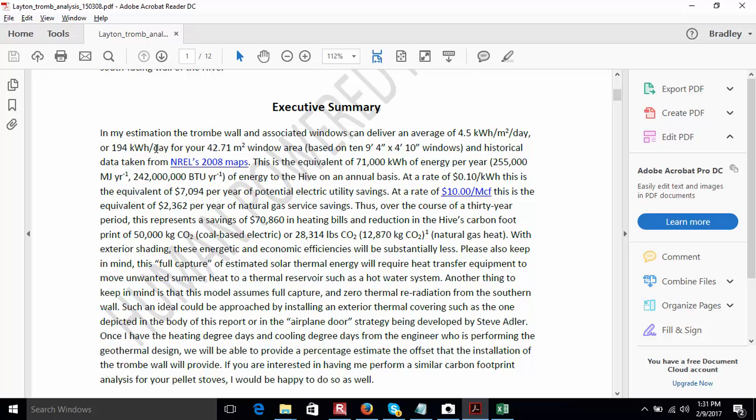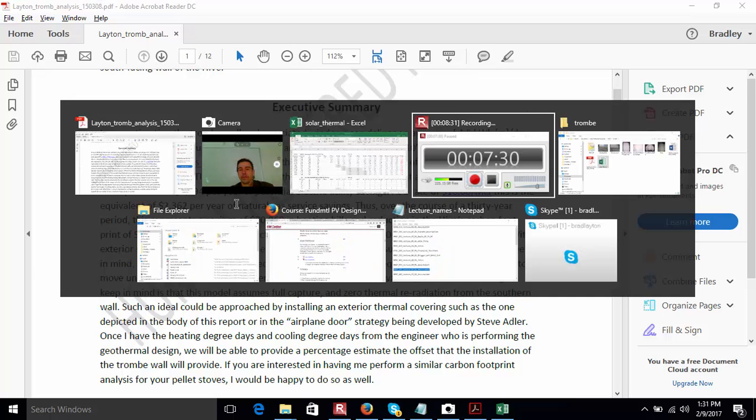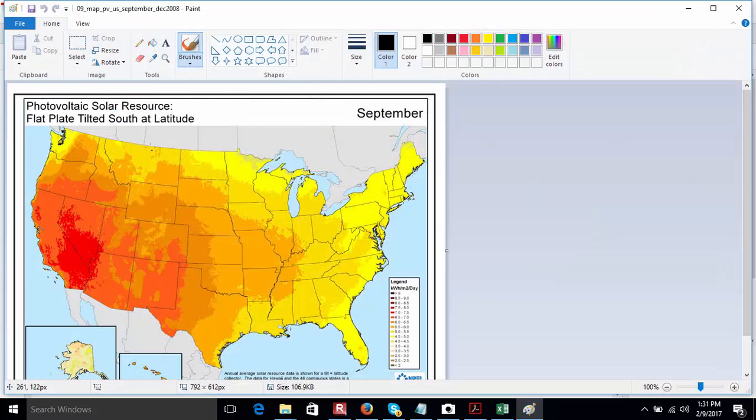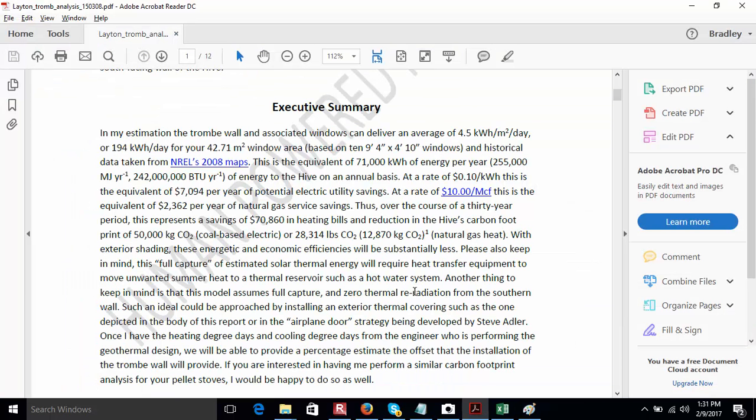194 kilowatt hours per year, and that's the window size. And I went to NREL's maps. Let me show you that. And what I did here is January, February, March, etc. So there are actually 12 separate NREL maps, and I just dug into each one. There's Missoula, went to the chart, and this is all in kilowatt hours per square meter per day. So I actually used those 12 maps.